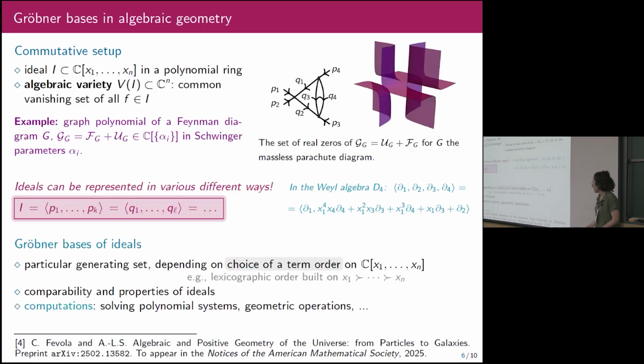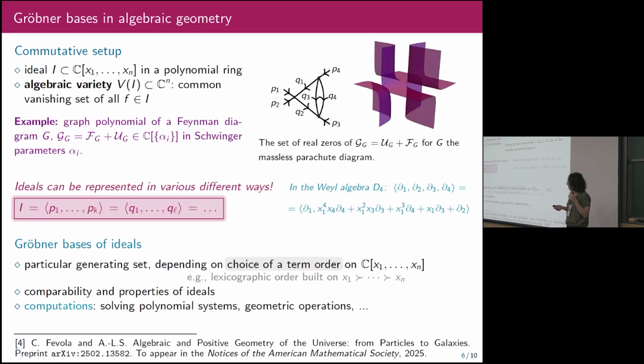Now, what are Gröbner bases? They are particular generating sets. They depend on the choice of a term order. So whenever I give you two monomials, polynomials with one term, you want to be able to decide which one of them is larger. An example of a term order would be, for instance, the lexicographic order, where you really order them like alphabetically.